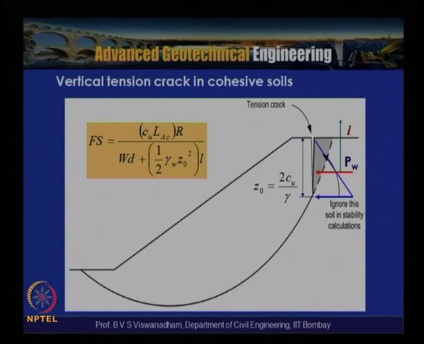Now when we consider the tension crack, let us assume that the tension crack is filled with water, and it can actually cause a destabilizing force, and the portion of the circular arc within this tension crack zone is not considered in the analysis. That means the factor of safety determined by this method is c u into L AC, that is the length of this arc, into the radius, divided by W into d plus half gamma w z naught square, that is this force, into the lever arm L. L is nothing but the vertical distance measured from the center of rotation to the location of the horizontal force Pw. So when we have a tension crack, this needs to be accounted for.